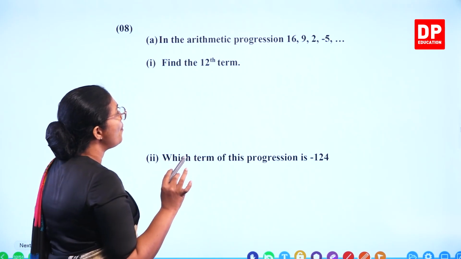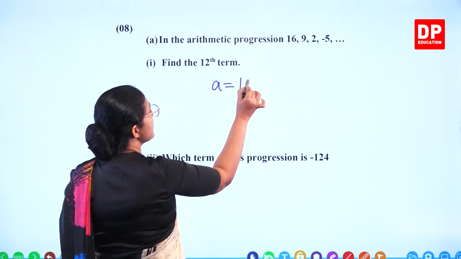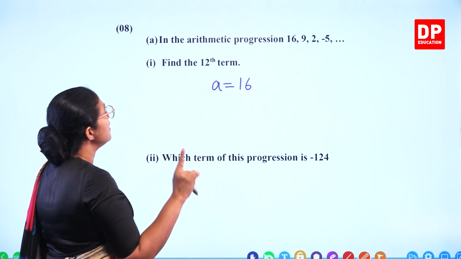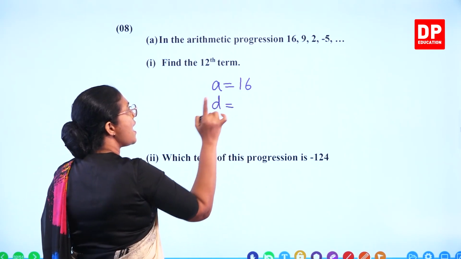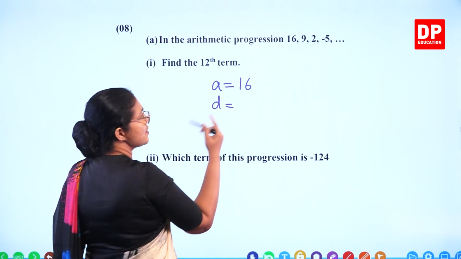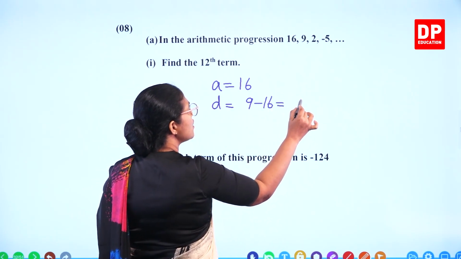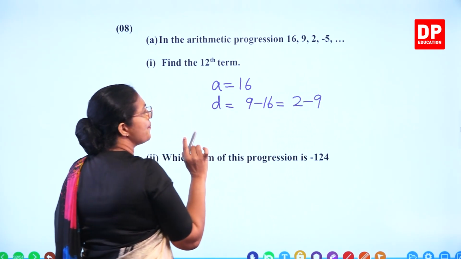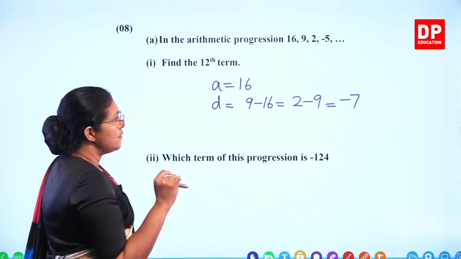So we know first term is 16. What's the common difference? How do you find the common difference? You can take any term minus the previous term. If you take 9, that's 9 minus 16. Or you can take 2 minus 9 or the other one. So what's the answer? Minus 7 is the common difference.